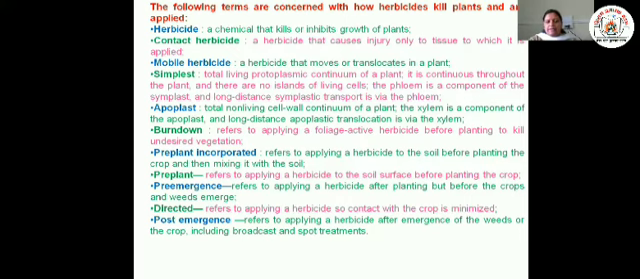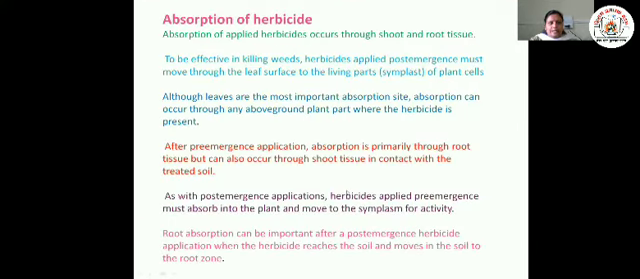Then directed refers to applying the herbicides so contact with the crop is minimized. Then post-emergence refers to applying herbicides after emergence of the weeds or the crop, including broadcast or spot treatment. Are you getting it? These are some terms of the herbicides. Mode of action: under that, how does the action of herbicide happen?